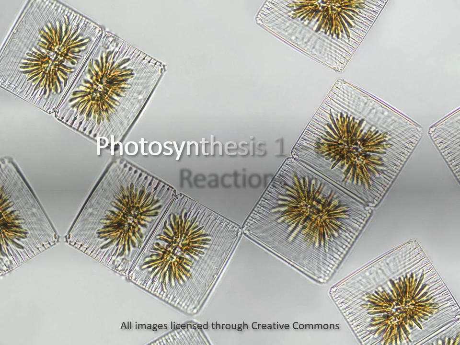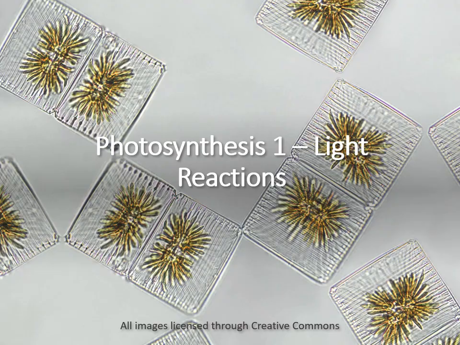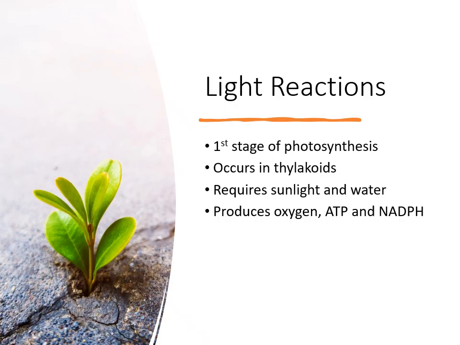Hi everyone. In this video we're going to look at the first stage of photosynthesis, the light reactions. The light reactions are the first of the two stages of photosynthesis and will take place in the thylakoids, the discs of membranes that are stacked up inside the chloroplasts.